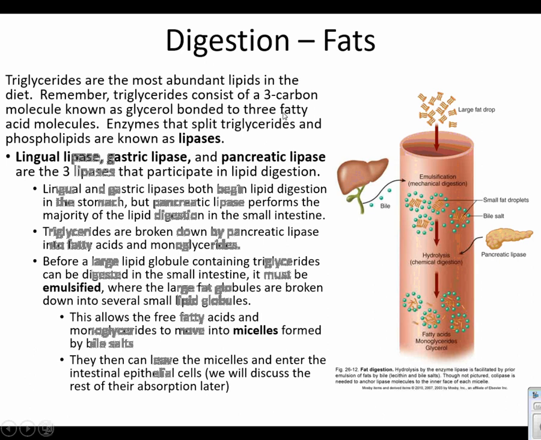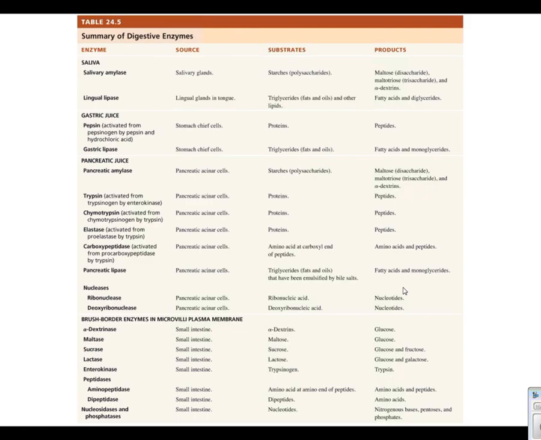And so the process of digestion and then absorption is very complicated with fats. It involves structures called micelles, which are formed when bile salts surround the free fatty acids and monoglycerides. And then we'll also talk about some other stuff related to them first thing on Friday.